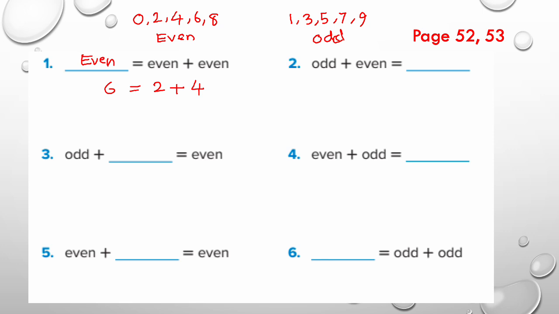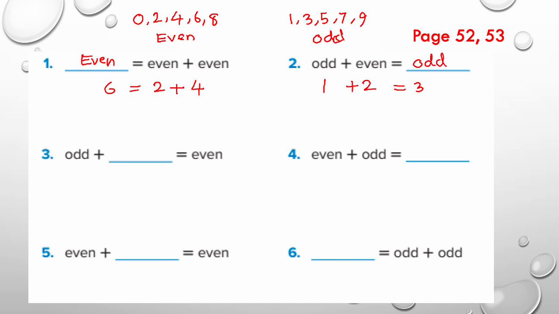Now look at the odd number. You can select one odd number from the list. That is 1 is an odd number, plus 2 is an even number. So when you add odd number plus even number, that is 1 plus 2 equals 3. 3 is odd number. So odd number plus even number will be always odd number.